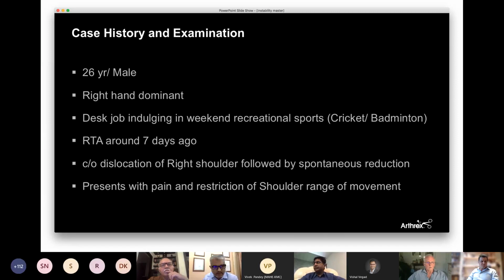So he just fell off a stationary bike and he complained of a sense of dislocation of the right shoulder. He felt something popping out and going back in. And this was around a week back. And he presented a week down the line with restriction of shoulder range of movement and associated with pain. Next, please.